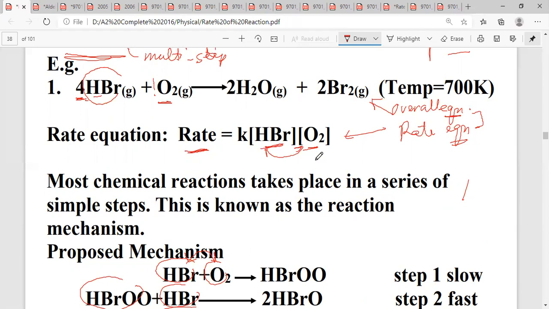Same thing here. The slowest step in the mechanism will control the rate. That means these two fellas are controlling the rate, power 1 and power 1. Now, if you find an overall order of 2, 1 plus 1 is 2, that means these two will normally be in the first step. This is quite okay; you can come to that conclusion. That means in the first step, these two are the slowest step.